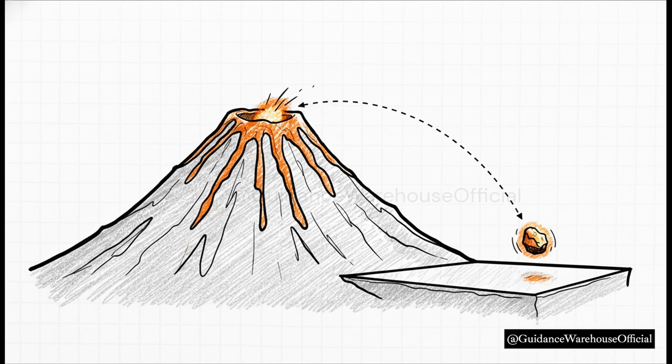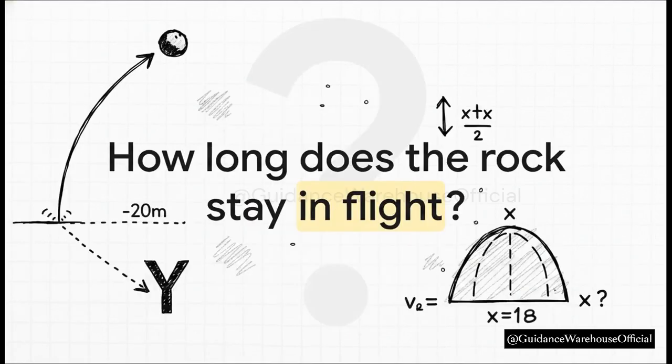Imagine a rock is launched out of the volcano at 25 meters per second at a 35-degree angle. But unlike a perfectly flat football field, this rock strikes the side of the volcano at an altitude 20 meters lower than where it originally started. Quick question for you to think about. How on earth do we figure out how long it's in the air if it lands 20 meters in the negative y direction?